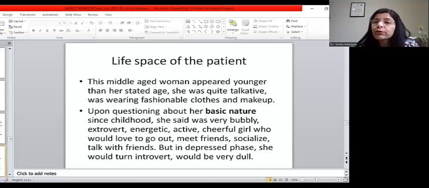She would love to go outdoors, she would love to socialize, she would have a lot of friends. She would be like a party person. She would like to go to parties, she would like to dress up nicely, and she would like to impress people. She would like to talk with friends. She was very loquacious. But in the depressive phase, she would turn introvert and she would be very dull. We saw that, that is episodic depression.